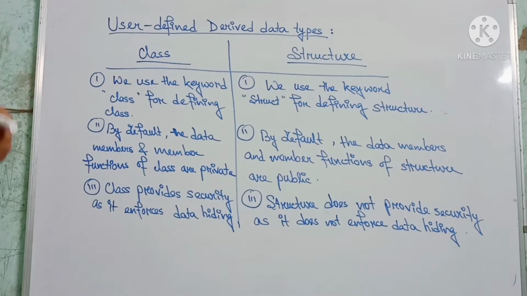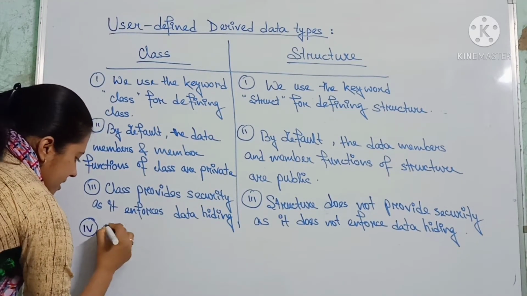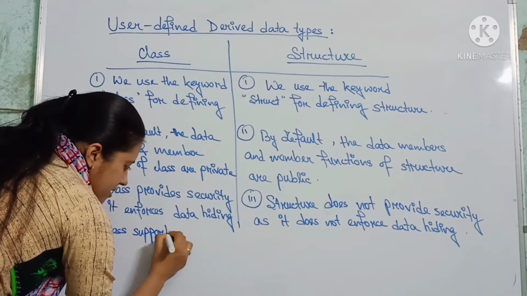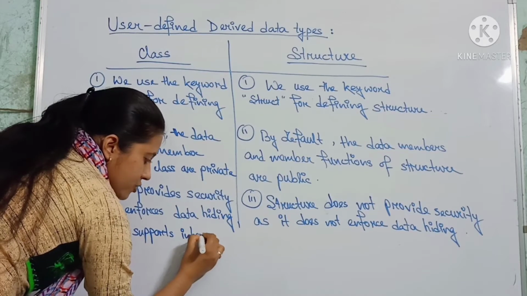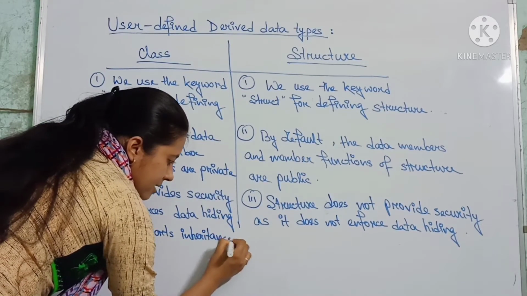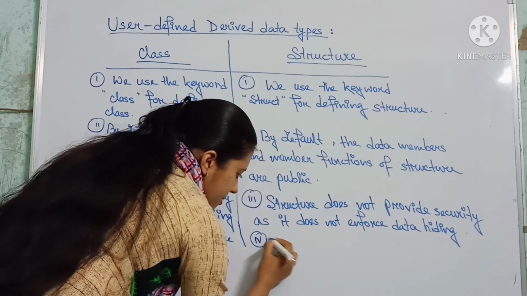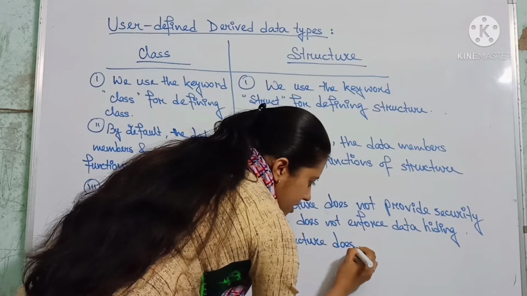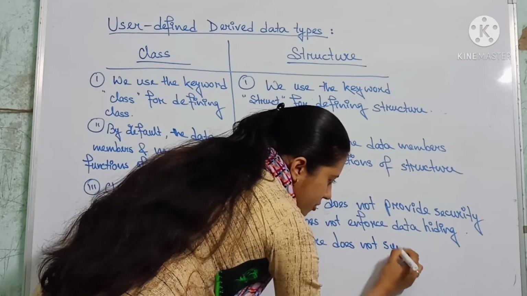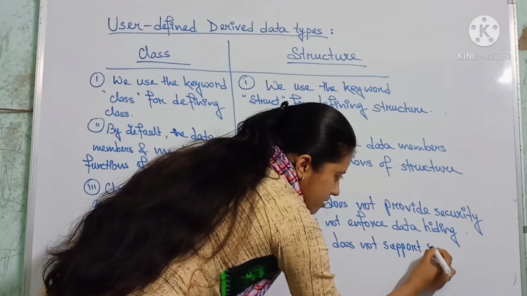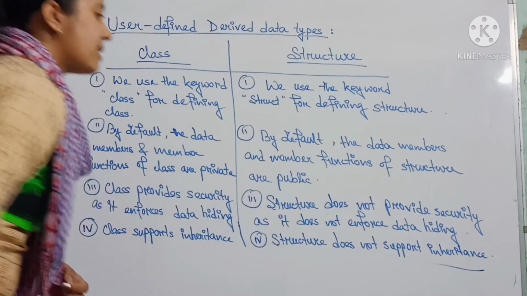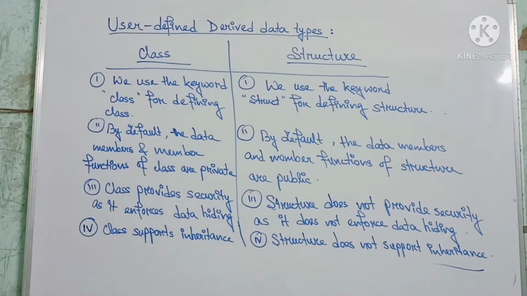Okay, you can add another difference here: a class supports inheritance. We can do inheritance using a class, but a structure does not support inheritance. Clear? So you can write this. Note it down because this is very, very important.